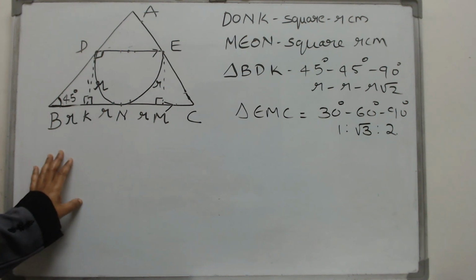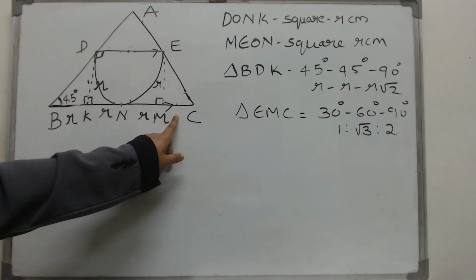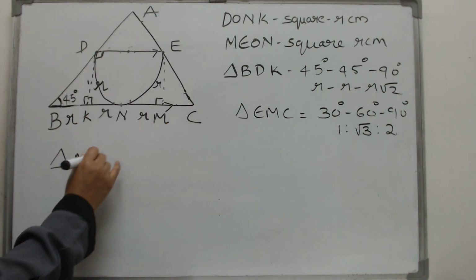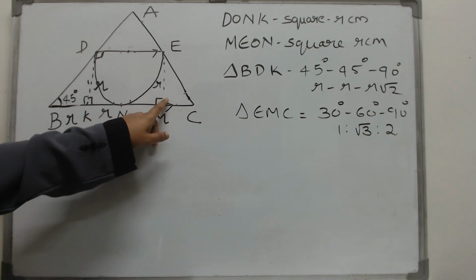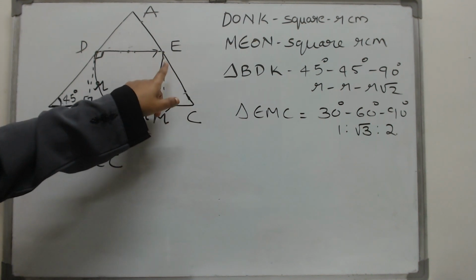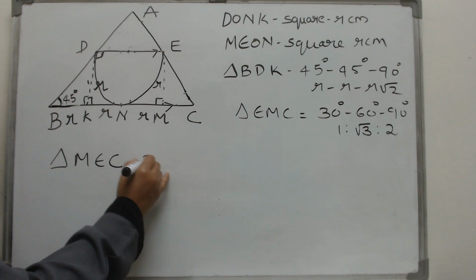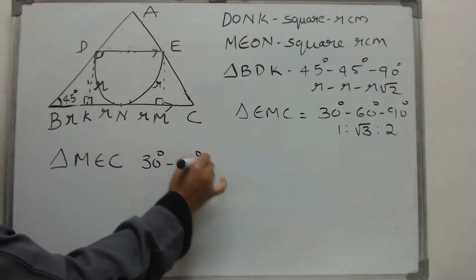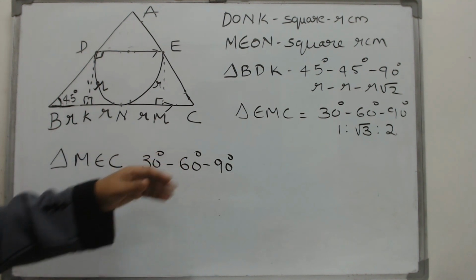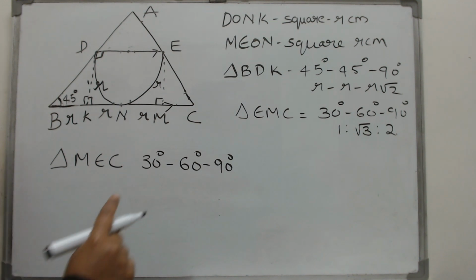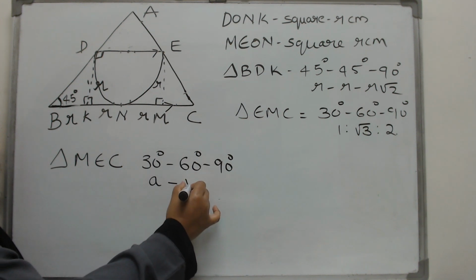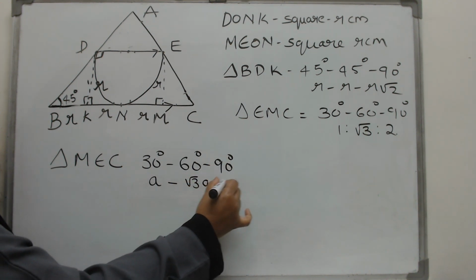Now we come to the last and the final bit. We need to find what this MC is. But then what sort of a triangle is this MEC? We know one of the angles here is 90 degrees. This is 60 degrees. Then the last angle is going to be what? It is going to be 30. So it is a special triangle. It is a 30, 60, 90 triangle. That means the opposite sides will be in the ratio 1 is to root 3 is to 2, which means opposite to 30 you get A, opposite to 60 you will get root 3 A, opposite to 90 you will get 2A.